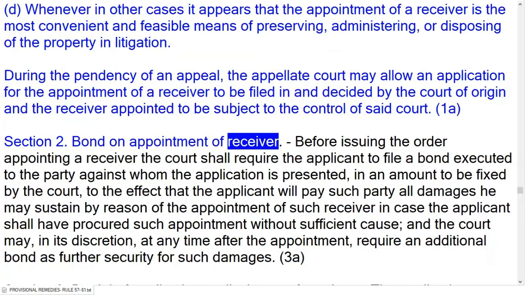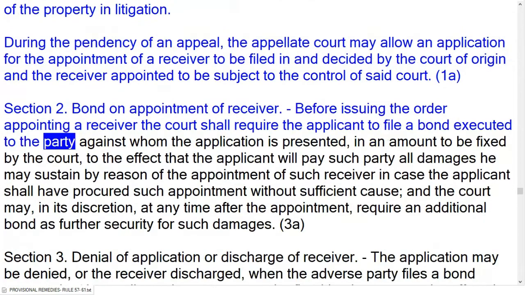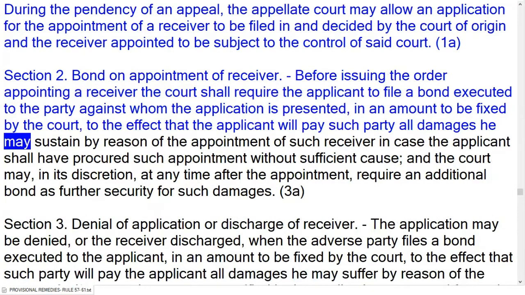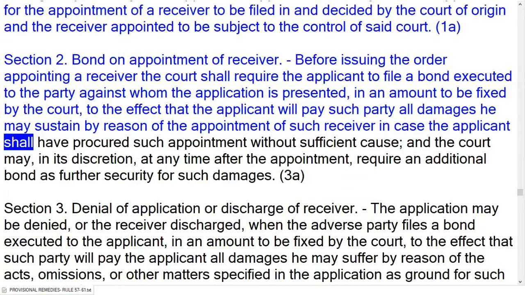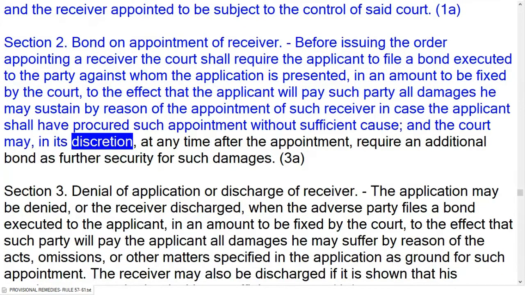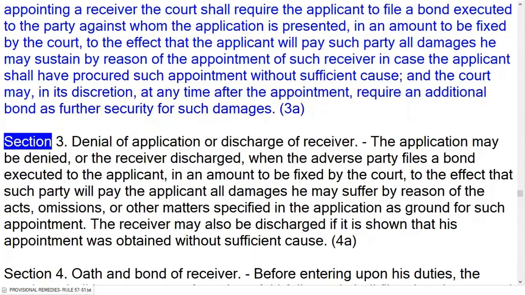Section 2. Bond on appointment of receiver. Before issuing the order appointing a receiver, the court shall require the applicant to file a bond executed to the party against whom the application is presented, in an amount to be fixed by the court, to the effect that the applicant will pay such party all damages he may sustain by reason of the appointment of such receiver in case the applicant shall have procured such appointment without sufficient cause. And the court may, in its discretion, at any time after the appointment, require an additional bond as further security for such damages.